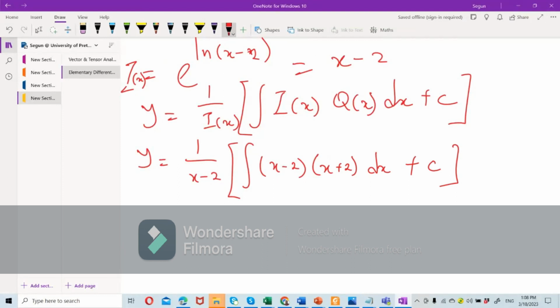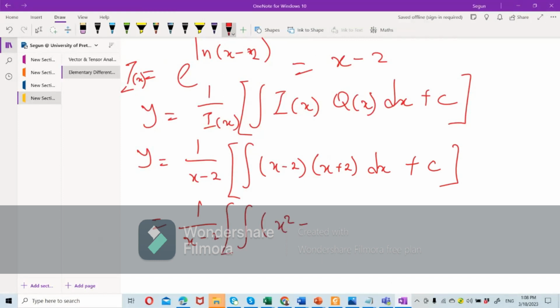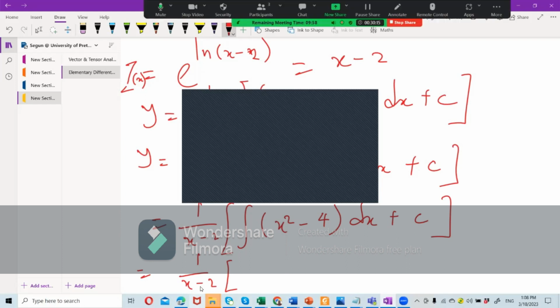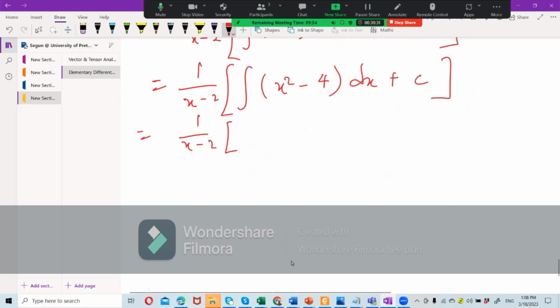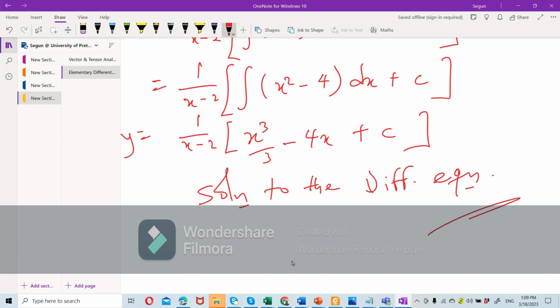So in this case now, we can open the bracket. If you open the bracket, you will still have the same thing we had initially. So you are going to have the integral of x squared minus 4 dx plus c, with 1 all over x minus 2 outside. So we can integrate this one. We have x cubed over 3 minus 4x, everything plus c. So it shows that this is our solution to the differential equation. So this is what we get.